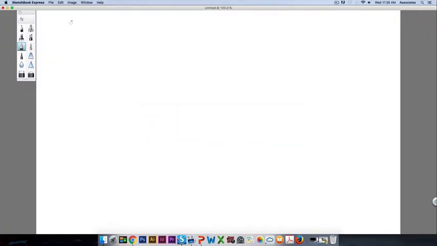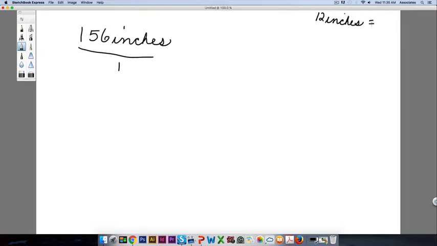First thing I'm going to do is I know that originally I had 156 inches. Step number 1 says to write it as a fraction. So I'm going to write it as a fraction. I'm going to put it over 1. I need to change inches into feet. So I looked on my sheet and I found that 12 inches is equal to 1 foot. I bet you already knew that too.